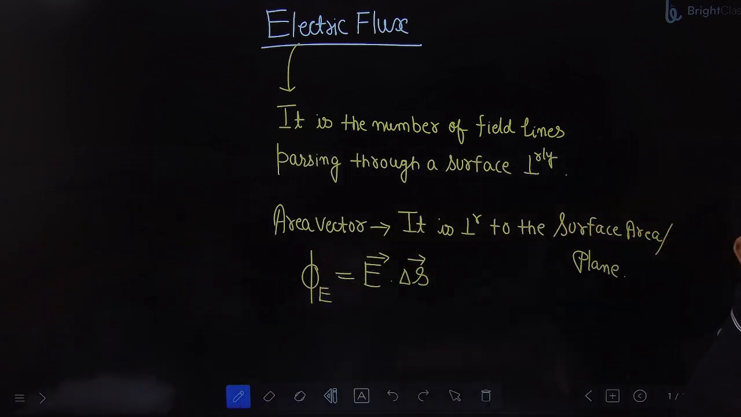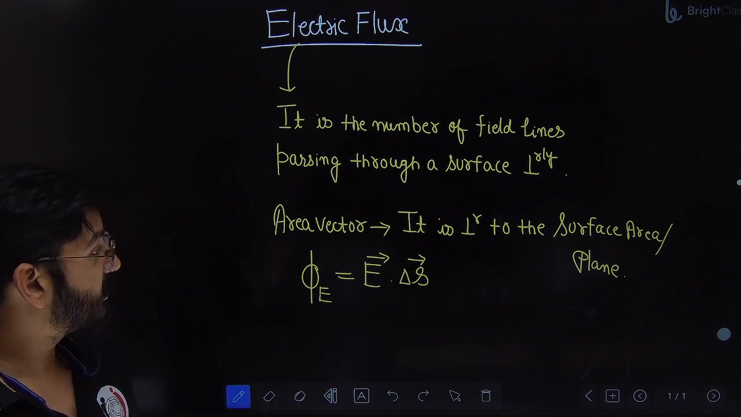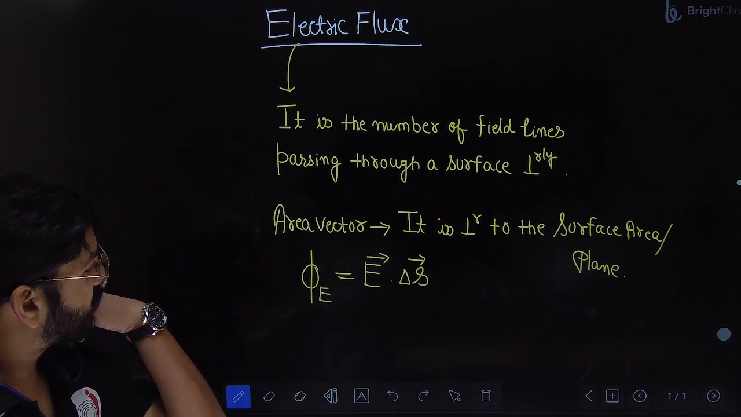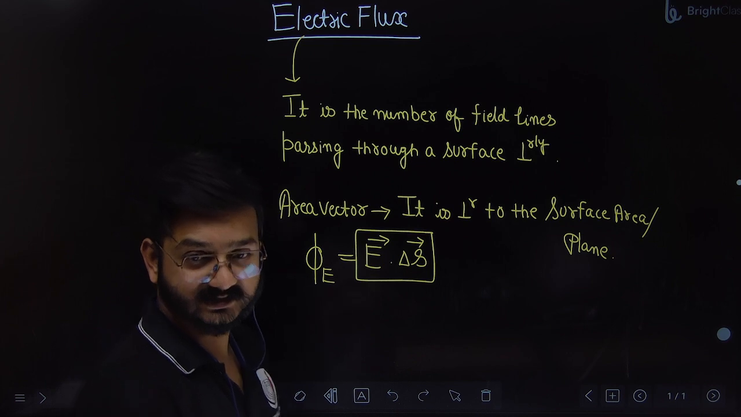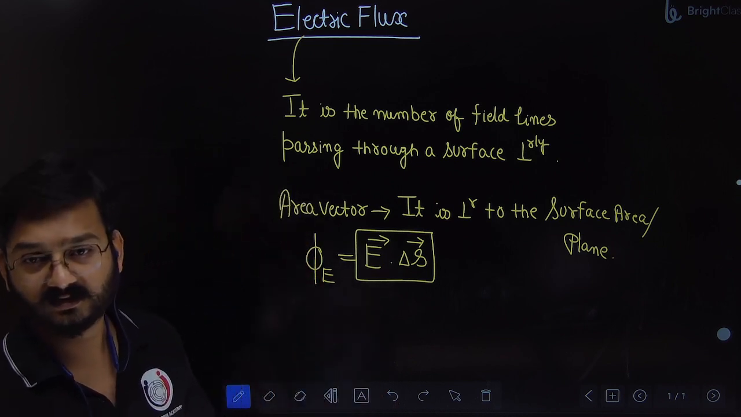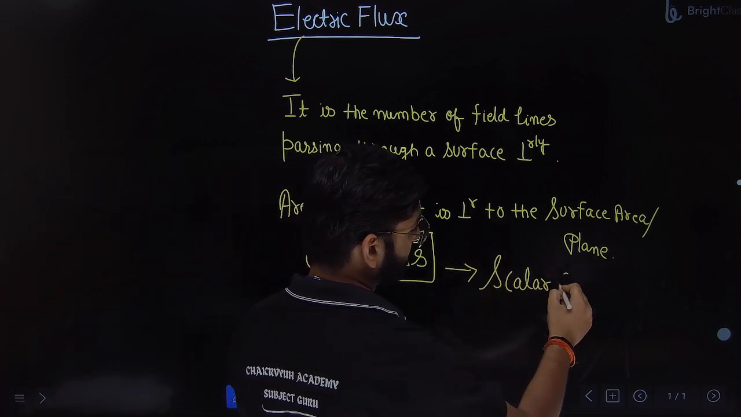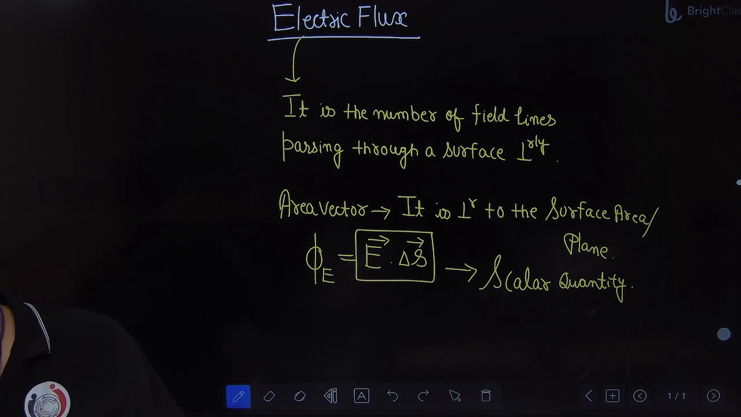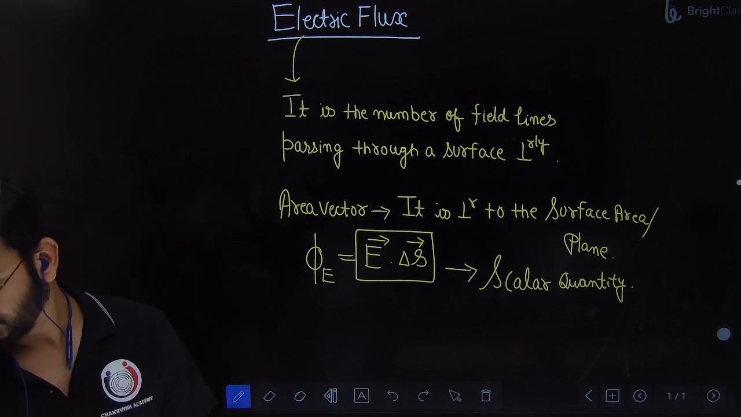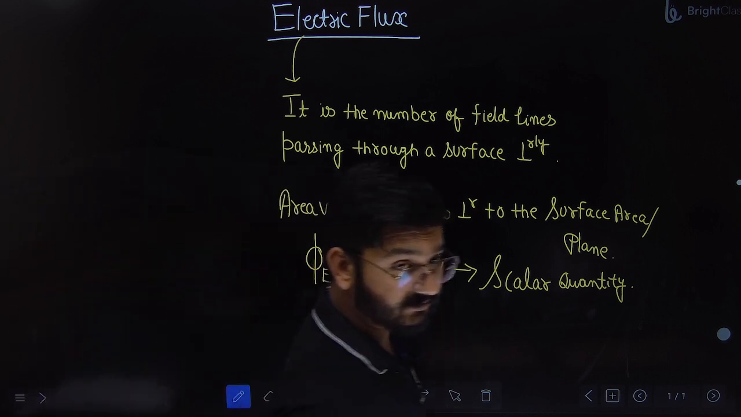What is the direction of the area vector? Perpendicular to the surface, not along the surface. The direction of the area vector is perpendicular to the area, or perpendicular to the surface area, or perpendicular to the plane. So if you see the formula, it is basically a dot product, or you can say scalar product. So electric flux will be a scalar quantity or a vector? Scalar. It is a scalar quantity.